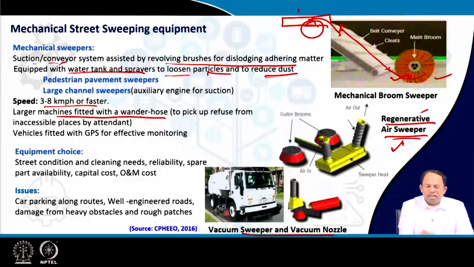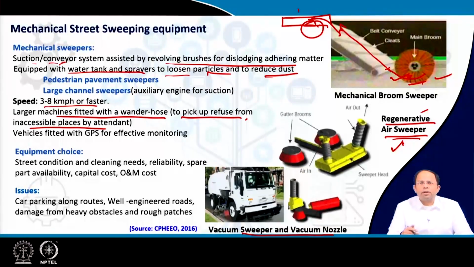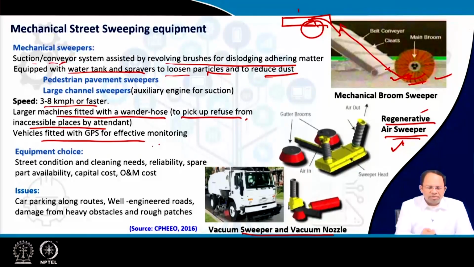Larger vehicles are also fitted with a wander hose. So it's just a separate hose which a person carries, which is used to pick up refuse from areas which are inaccessible by this mechanical broom. There are many parts in the street where this will not reach, so that is where you just, like a normal vacuum cleaner, take this pipe, and using suction you can suck the waste up. Vehicles are also fitted with GPS for effective monitoring of operations or their movement and all these things.